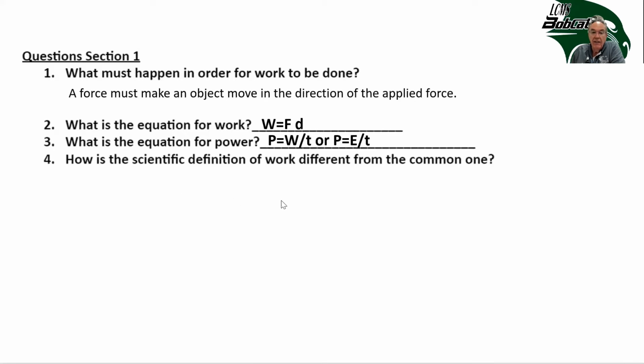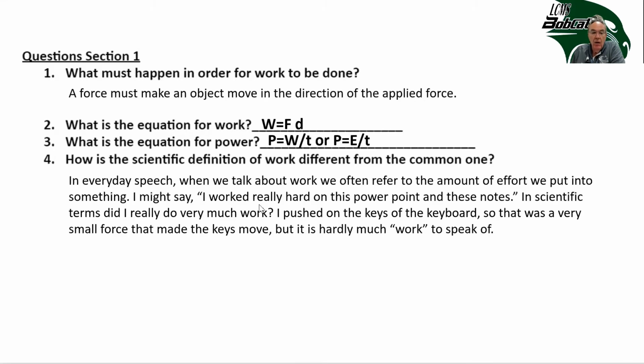How is the scientific definition of work different from the common one? Well, in everyday speech, when we talk about work, we often refer to the amount of effort we put into something. So I might say, I worked really hard on this PowerPoint and these notes. But in scientific terms, did I really do very much work? Well, I pushed on the keys of the keyboard, and that was a very small force. It made the keyboards move, but that was a very small distance. So you had teeny forces with a teeny tiny amount of movement. So really, practically not much work was done in science and engineering terms.